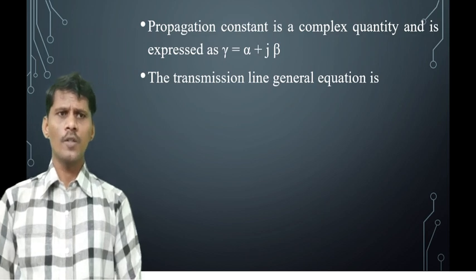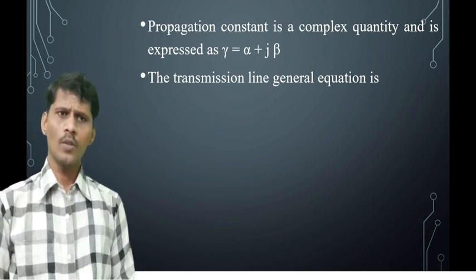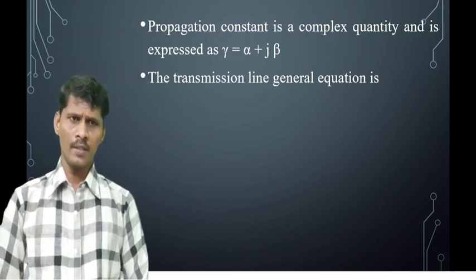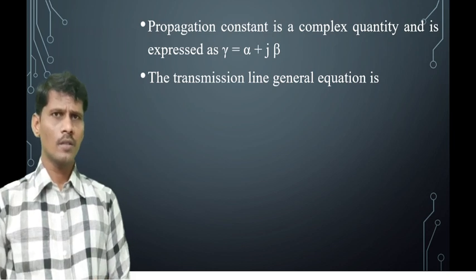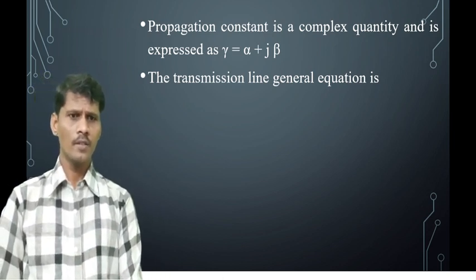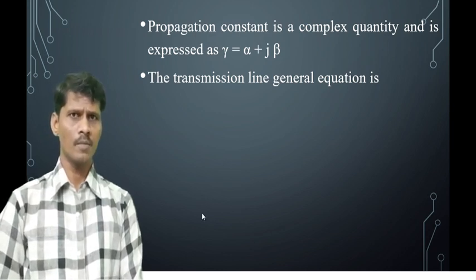The propagation constant is a complex quantity and it is expressed as P is equal to alpha plus j beta, or gamma is equal to alpha plus j beta, where alpha is the attenuation constant and beta is the phase shift constant. The attenuation constant is measured in Nepers per meter and the phase shift constant beta is measured in radians per meter.